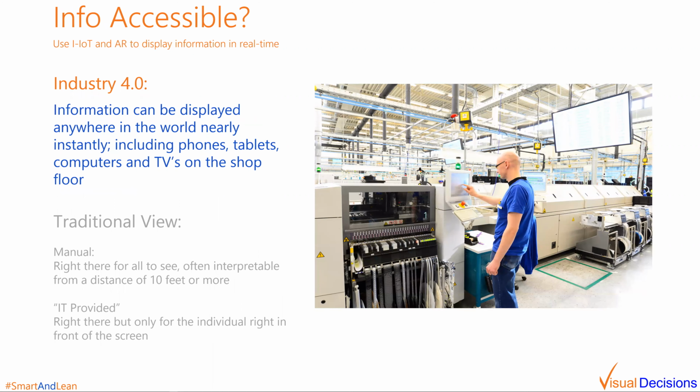Is the information accessible? And that traditional view was that the board is right there for everyone to see. You can see it from 10 feet or more away, and the individual would only be able to see right in front of the computer screen. Well, today we can put that information up on those big screen TVs you see there in the background, and it can be seen from much further away than you can actually do on a whiteboard or any manual control.